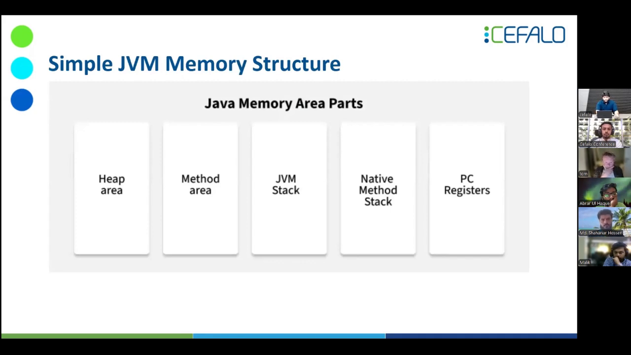So I grabbed this picture from the internet. There are different kinds of pictures and different definitions of Java memory, but I think this is the simplest one. In Java memory, there are mainly two parts: the heap area and the non-heap area. In the non-heap area, we have the method area, JVM stack, native method stack, PC register, threads, and things like that. And this is really important when we're going to tune the memory.